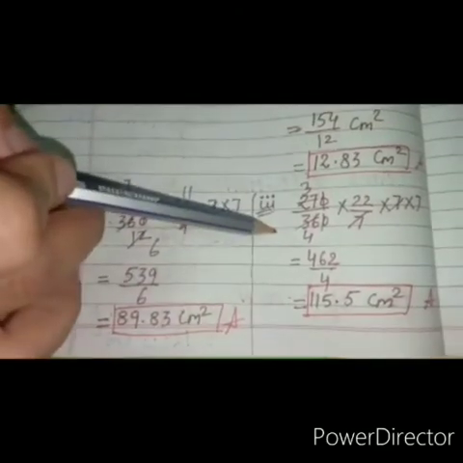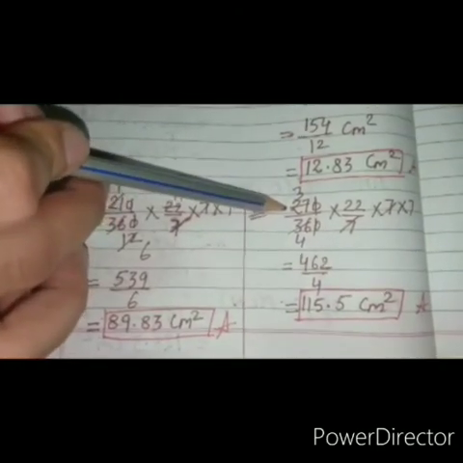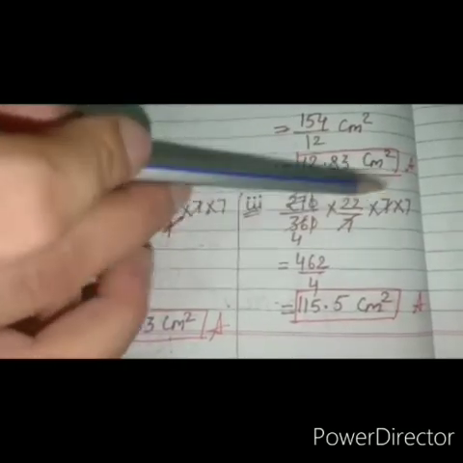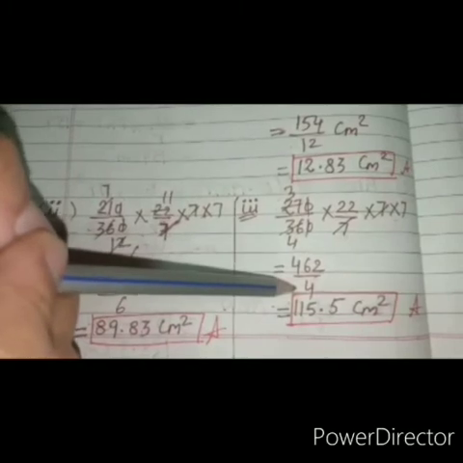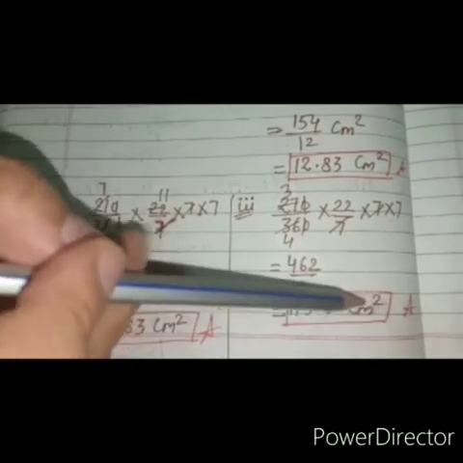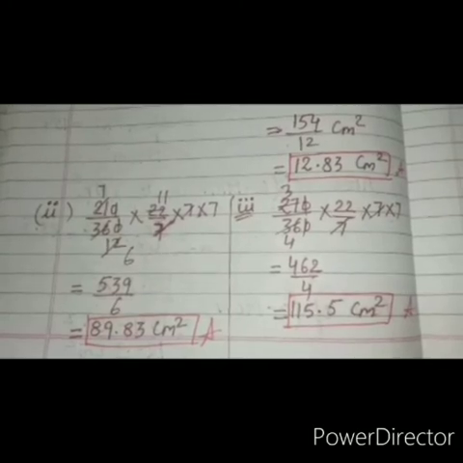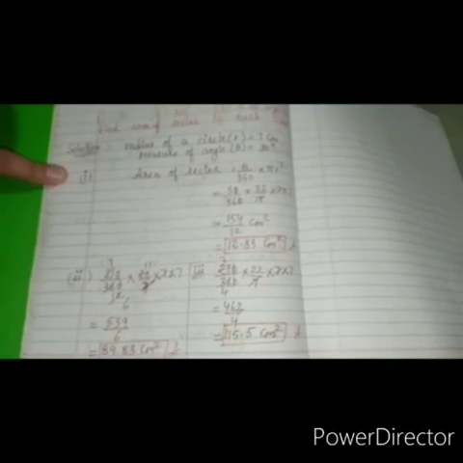And in the third case, which is 3 right angles, 3 right angles means we will take 3 multiply 90, which is 270 upon 360 multiply 22 upon 7 multiply 7 multiply 7, which is 462 upon 4, which is 115.5 centimeters square. This was all about calculating the area of the sectors. Today I have just explained only the area of the sectors.